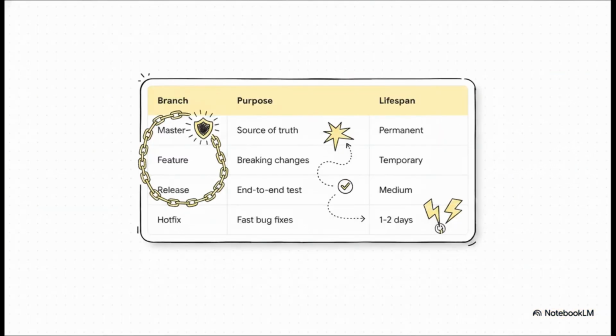You can basically categorize an entire organization's Git strategy into these 4 essential branch types. First up is the master branch, which is your permanent, absolute source of truth. Then you've got feature branches. These handle your new breaking changes and are totally temporary. Next are release branches, which give you a medium-term space for end-to-end testing right before shipping. And finally, hotfix branches. These are very short-lived. We're talking maybe 1 or 2 days, and they exist exclusively for fast production bug fixes. Put them all together and you maintain perfect order.